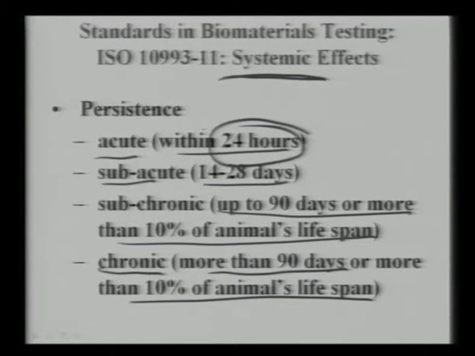Now, if that toxic effect is observed within 14 to 28 days, then it's called subacute toxic effect. If it is chronic, then it is typically observed after 90 days, 3 months, and within the 3 months, if the animal model experiences any toxic effect, then it's called subchronic type of effect.